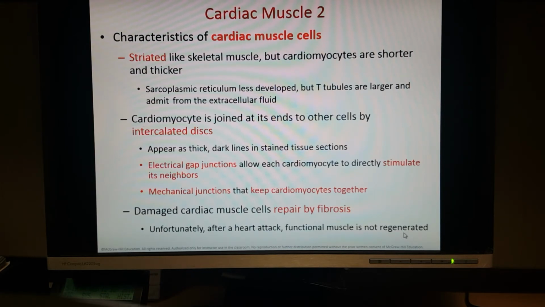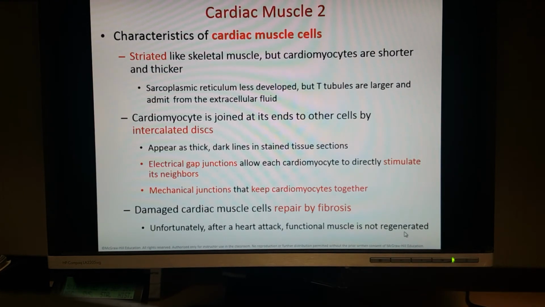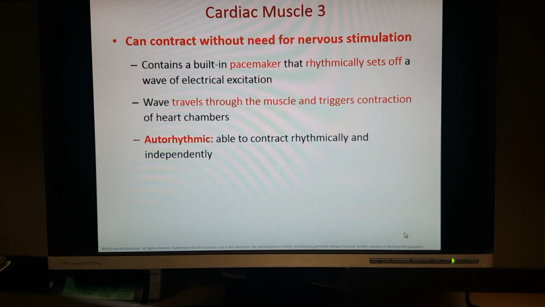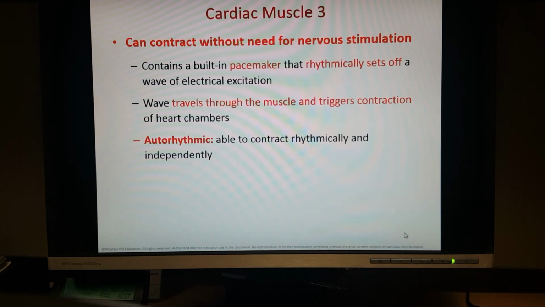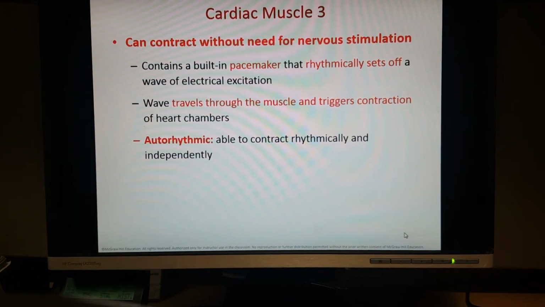With your cardiac muscle cells, for example, let's say you have a heart attack. You're no longer receiving oxygen to that cell, and therefore those cells become damaged. To repair this damage, the cardiac muscle does it through fibrosis, so that patch of cells is no longer going to work like it should. Again, your cardiac muscle doesn't need nerve stimulation to cause the muscles to contract. The pacemaker cells help to set the heart to cause it to contract, traveling through those intercalated discs, and it's able to contract on its own. So it's autorhythmic.